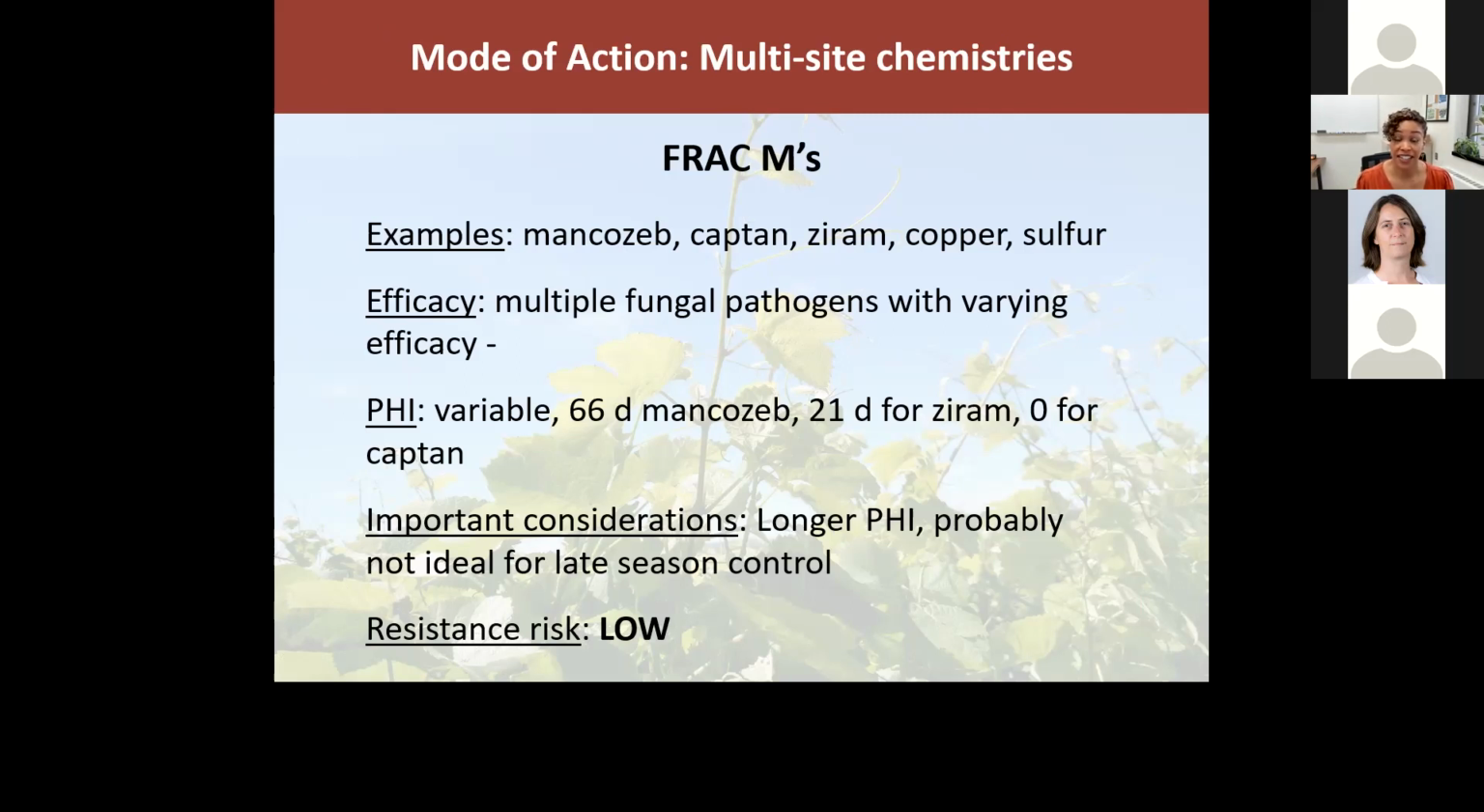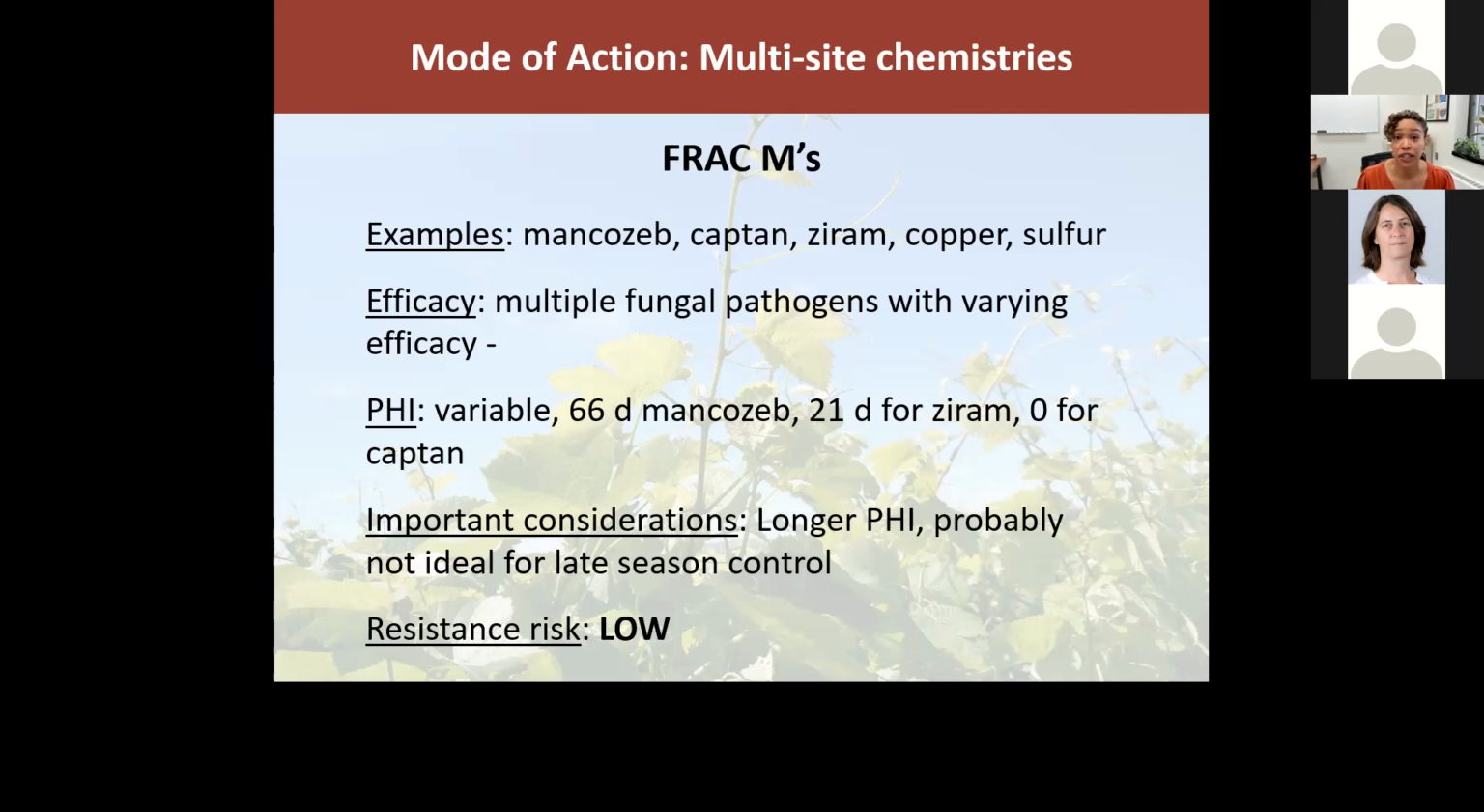In terms of their efficacy, it depends on the chemistry. Mancozeb's a really great chemistry for quite a few diseases early in the season, from powdery to downy mildew to black rot, where ziram is really great for black rot and has a little less efficacy for some of the others, right? And again, this information is in your pest management guides.